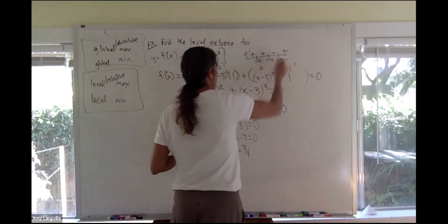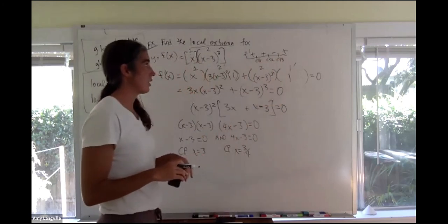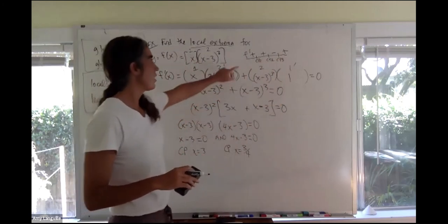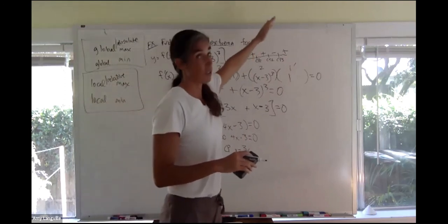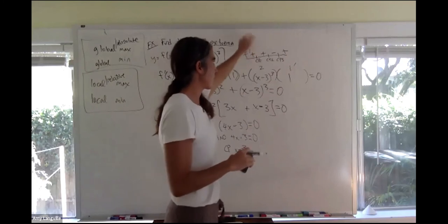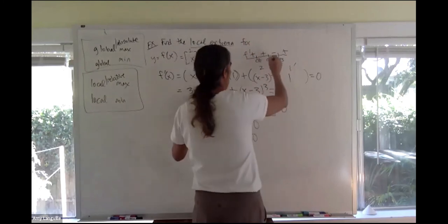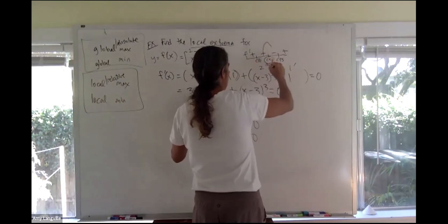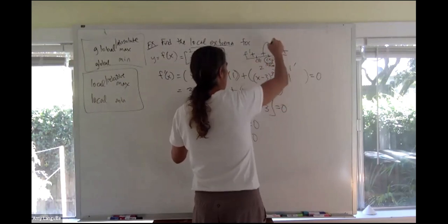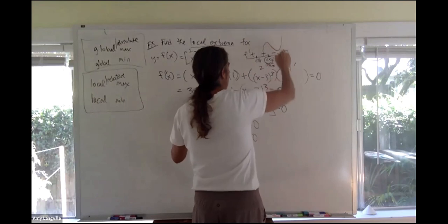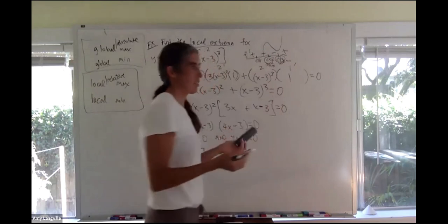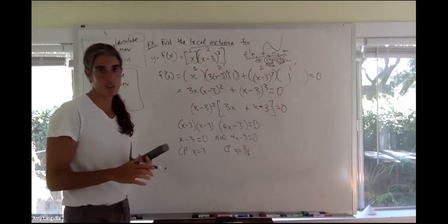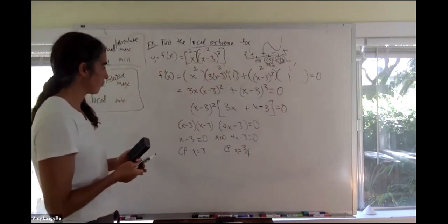Let's label those CPs: CP1, CP2, CP3. So plus, plus, there's no sign change. It's increasing, then increases some more, but then it starts to go back down. So that means this one must be a local max. And then when we went the other direction, we're decreasing and go increasing. This CP must be a local min. So you should get good at just looking at a sign chart and interpreting. That should be a very automatic, straightforward thing.